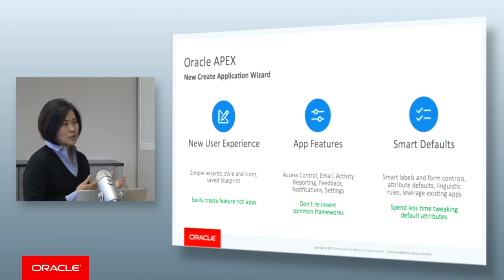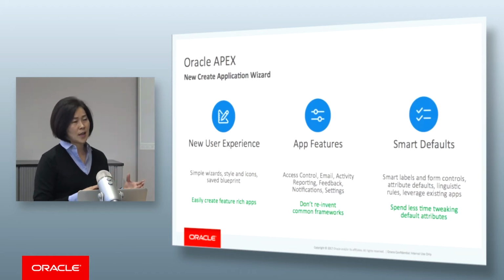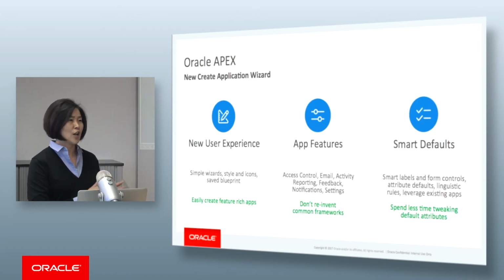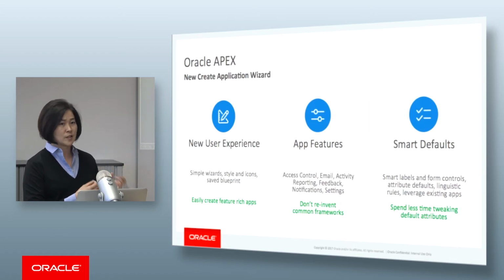And also all these application definitions get saved as a blueprint. So if you come back again and create another app like the previous ones, you can grab the prototype of the saved blueprints, load it, and start from there.